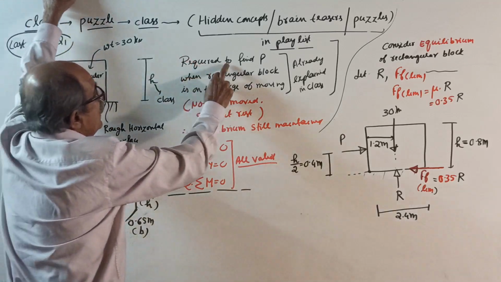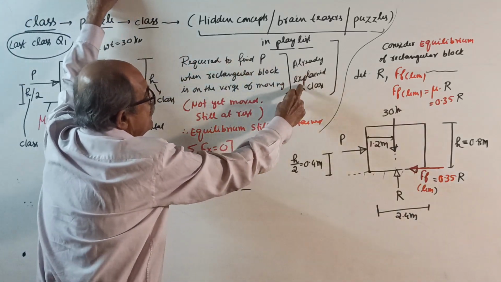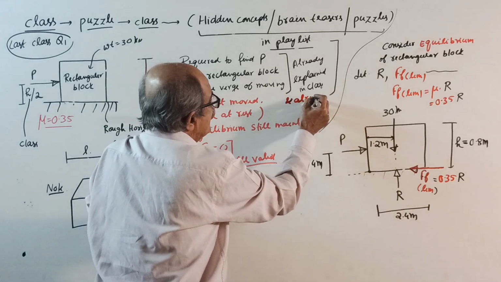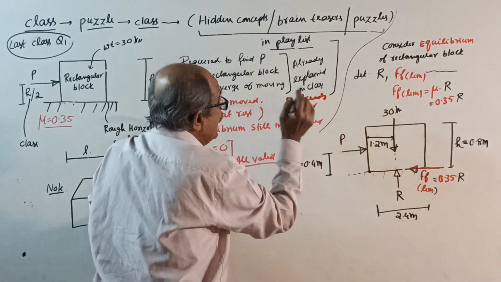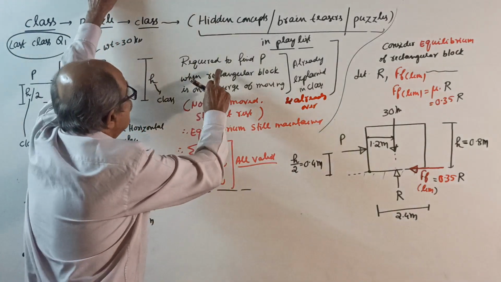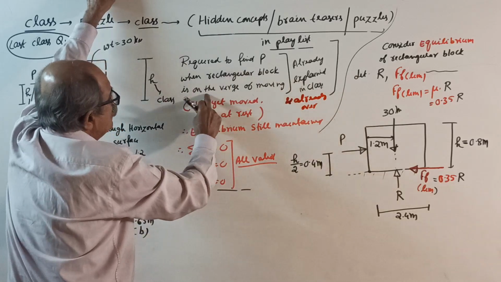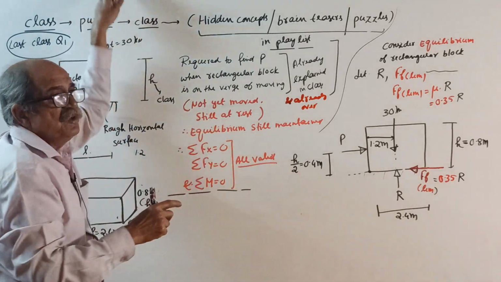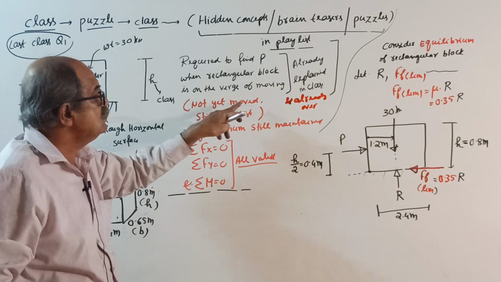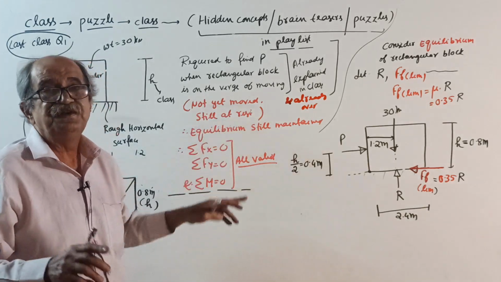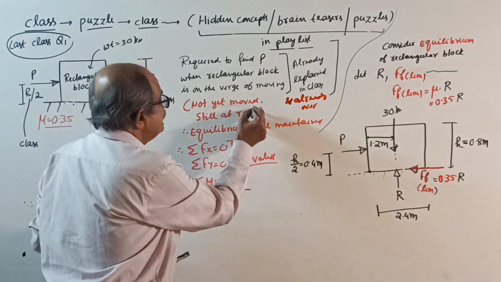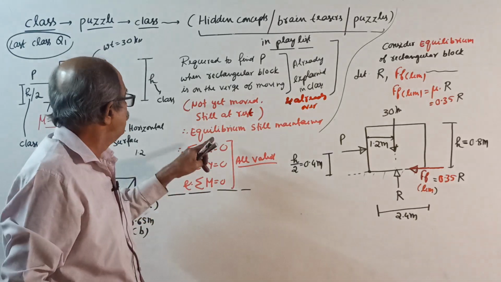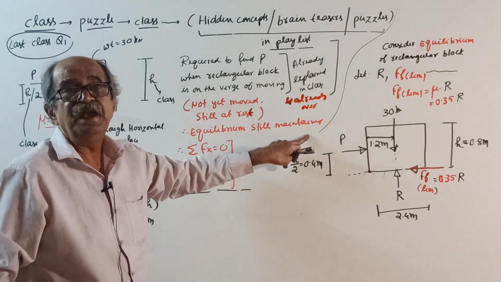Required to find this, all this was already explained in the last class and is already over. Still I am telling because it's a puzzle. Required to find P when the rectangular block is on the verge of moving. Weight is 30 kilonewton. It is on the verge of moving, so still not moved; it is still at rest. This is very important. Therefore, I told you equilibrium is still maintained.